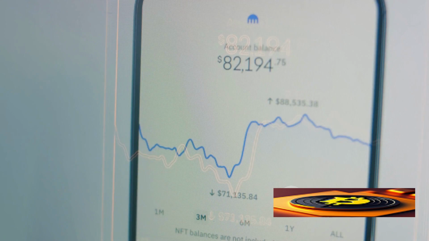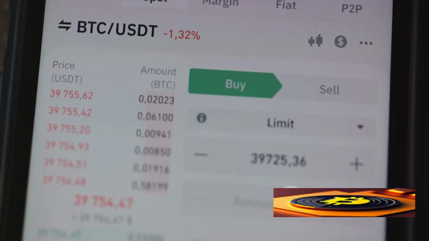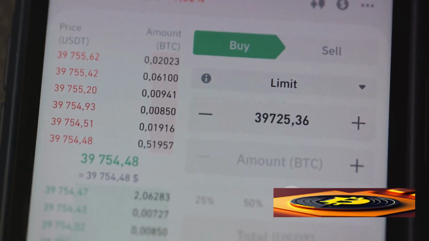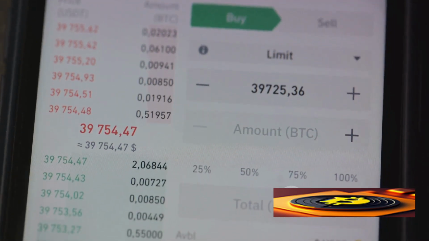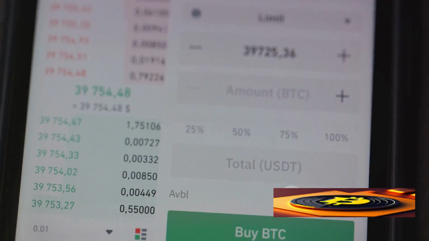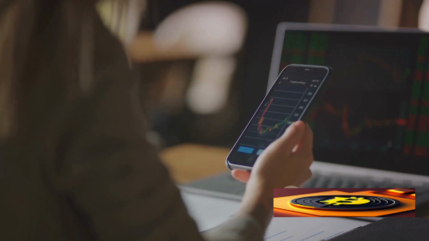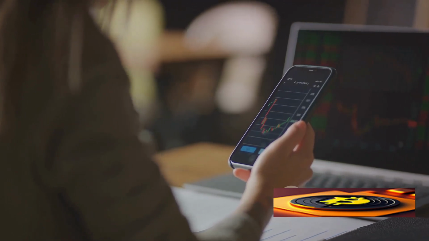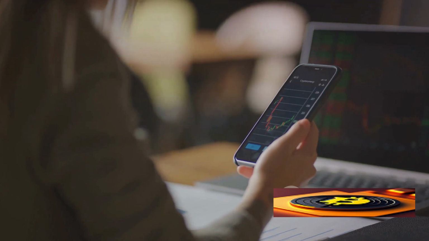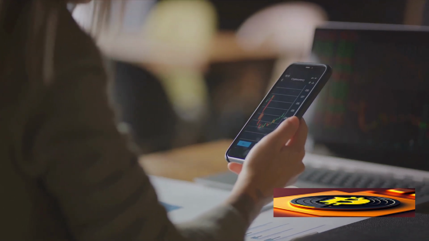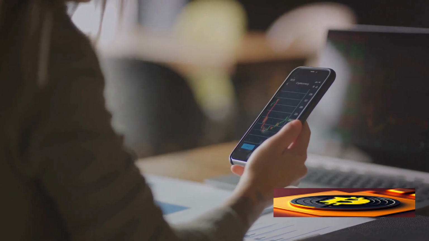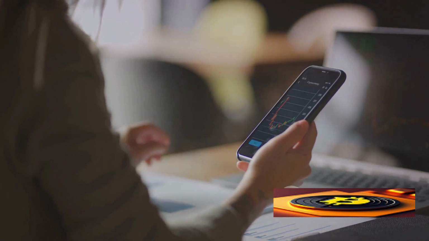You'll specify the amount of the digital asset you want to buy and the price you're willing to pay. Then, you wait for the order to be fulfilled. Once it's done, congratulations! You're now a digital asset investor. But remember, investing in digital assets isn't a one-time thing. It's an ongoing journey that requires regular monitoring and adjustments. Always stay informed about market trends and be ready to make changes as needed.